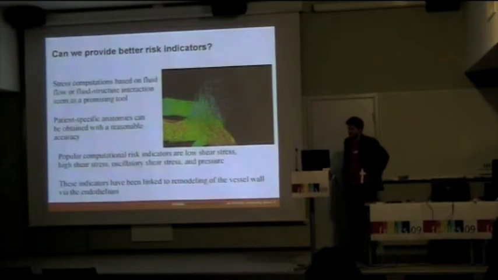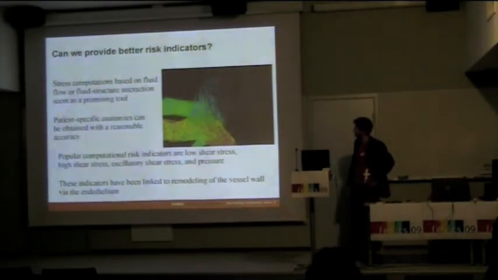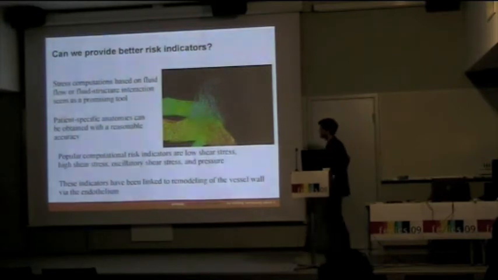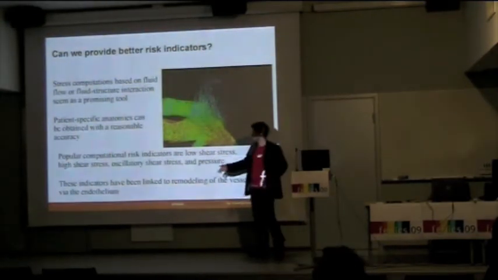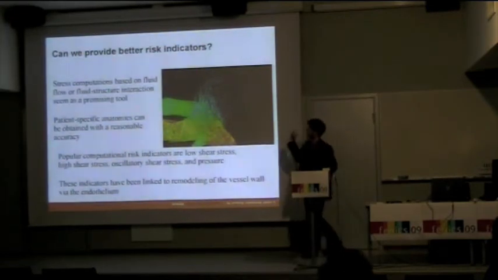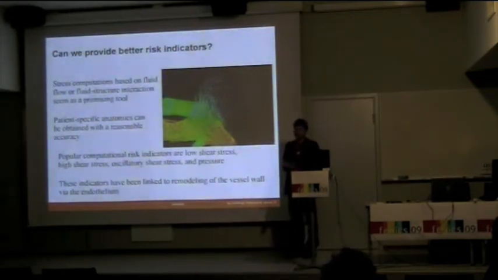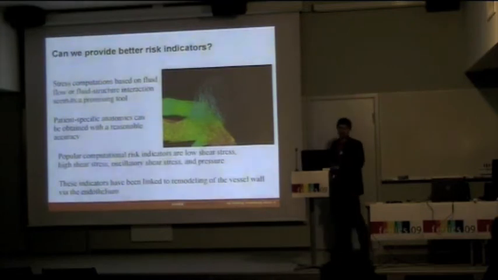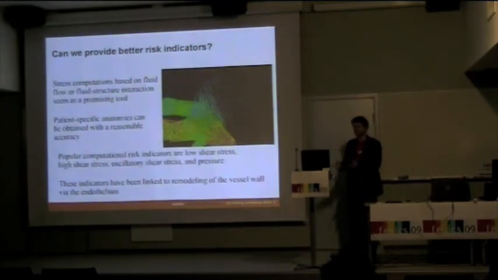So evidently the cells are rearranging themselves according to the flow in this experiment. This is the reason that we are trying to look at fluid flow and use risk indicators such as shear stress, low, high, oscillatory shear stress, and pressure, to see whether these are good indicators that can be used in practice to actually answer their questions about which of the aneurysms are dangerous.